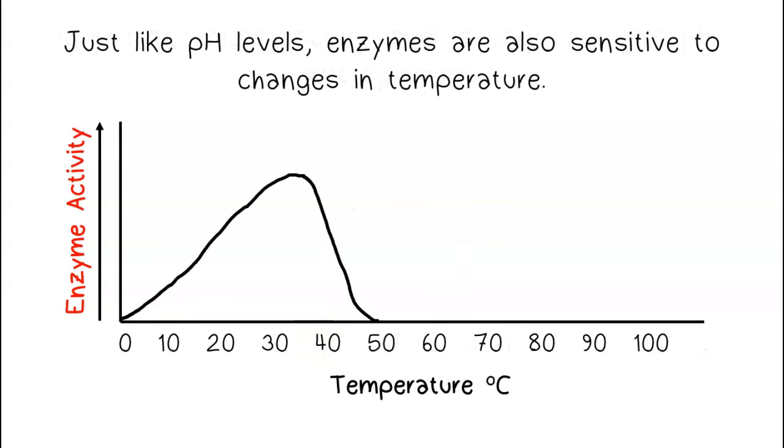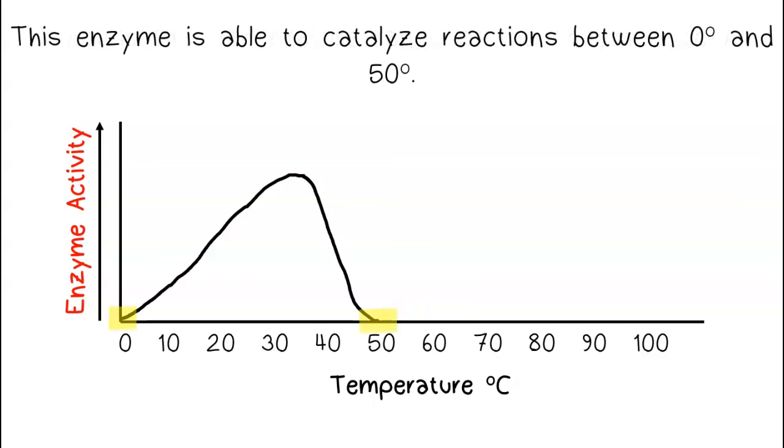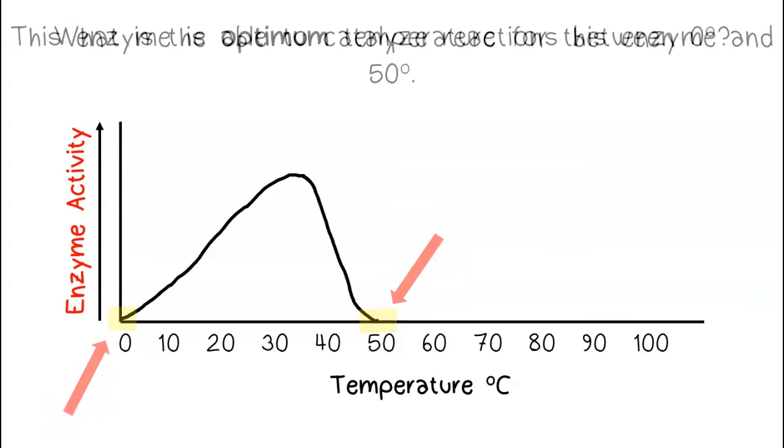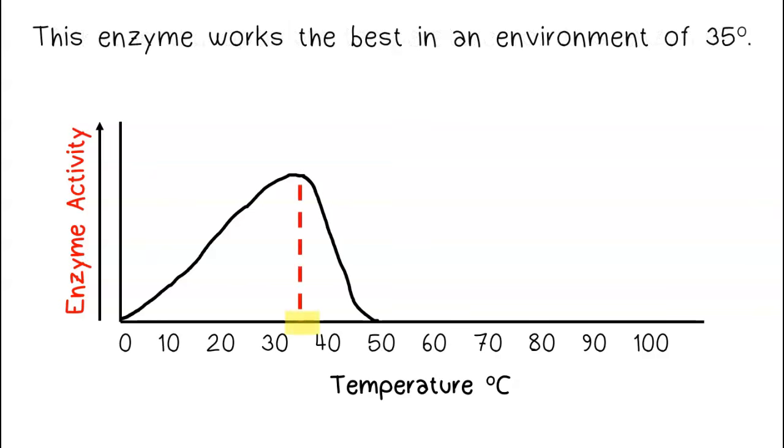Just like pH levels, enzymes are also sensitive to changes in temperature. What is the temperature range of the enzyme below? This enzyme is able to catalyze reactions between 0 degrees and 50 degrees. What is the optimum temperature for this enzyme? This enzyme works the best in an environment of about 35 degrees.